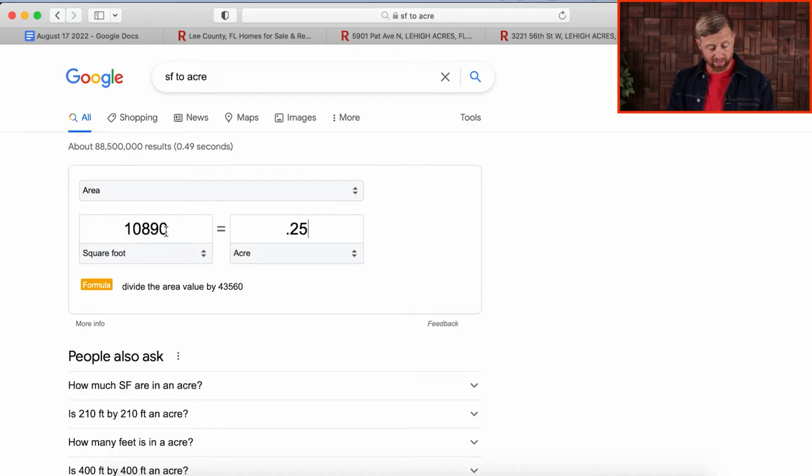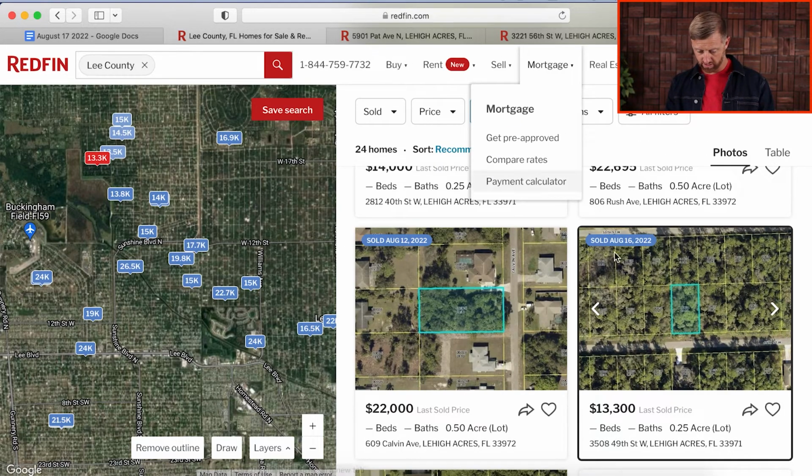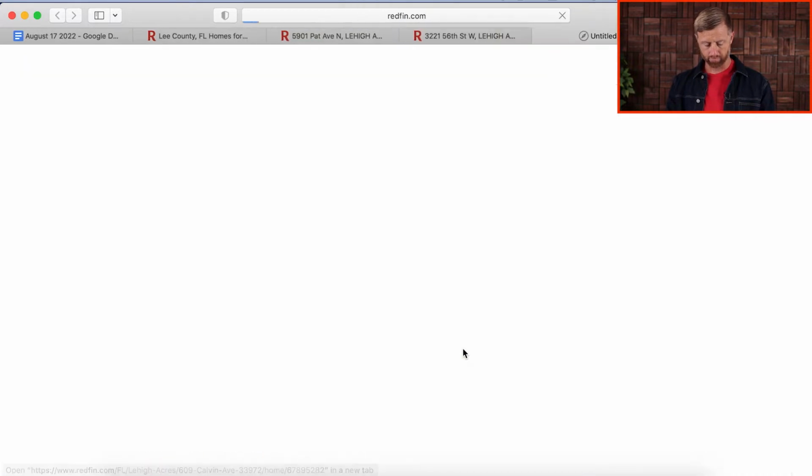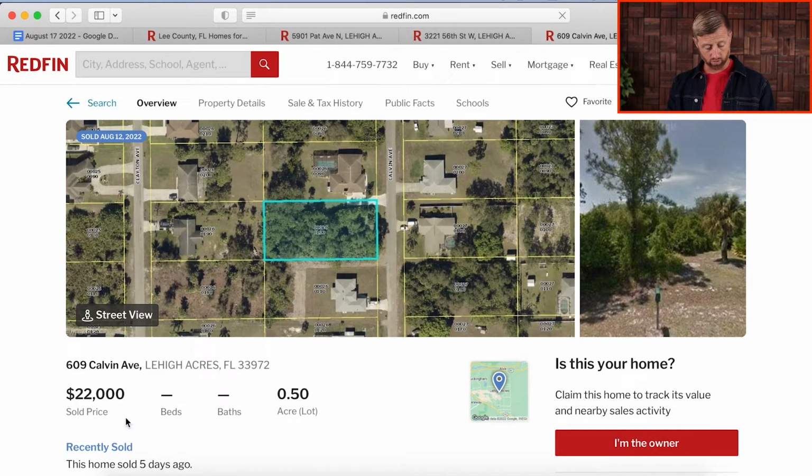Another thing to do is, let's do the half acre parcel, just so you know how to price an actual half acre parcel of land. That is 21,780 square foot. So let's go to this half acre lot we saw for $22,000. It sold 5 days ago.